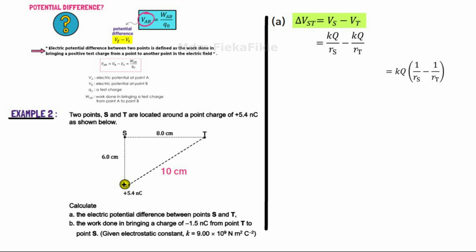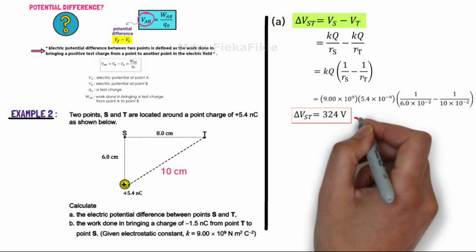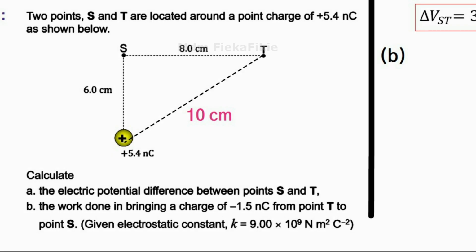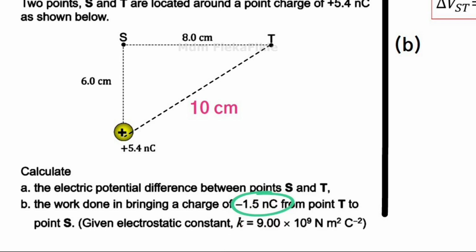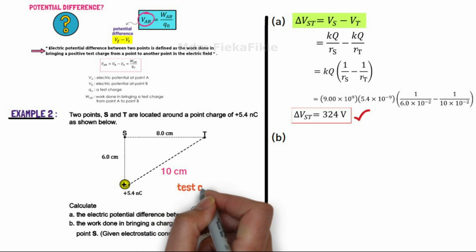So we can calculate Vs and also Vt. Where capital Q, you look here, because we only have one point charge, so capital Q is equal to 5.4 nanocoulomb. So after calculation, okay, we will get the value for the electric potential difference between point S and point T as 324 volt. Okay? And then question B, calculate the work done in bringing a test charge of negative 1.5 nanocoulomb from point T to point S. So we want to bring a test charge from point T to point S.